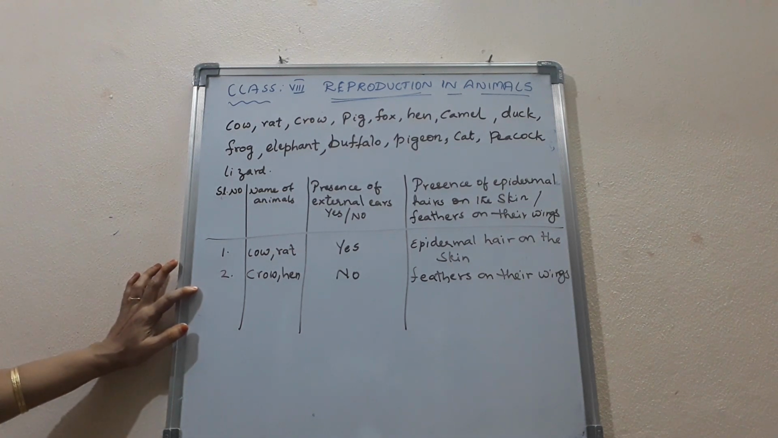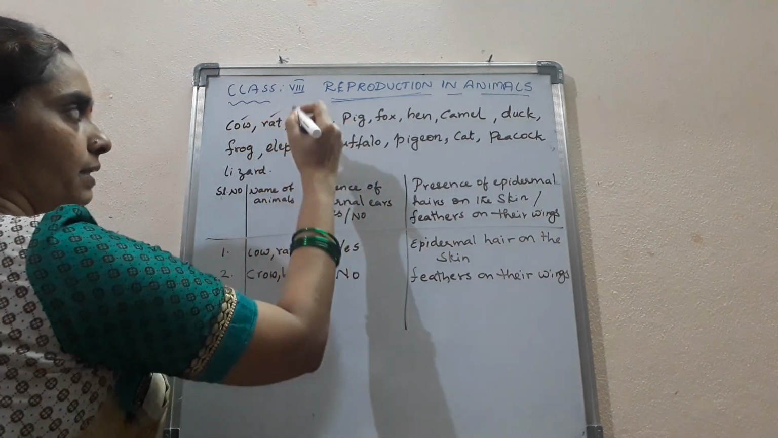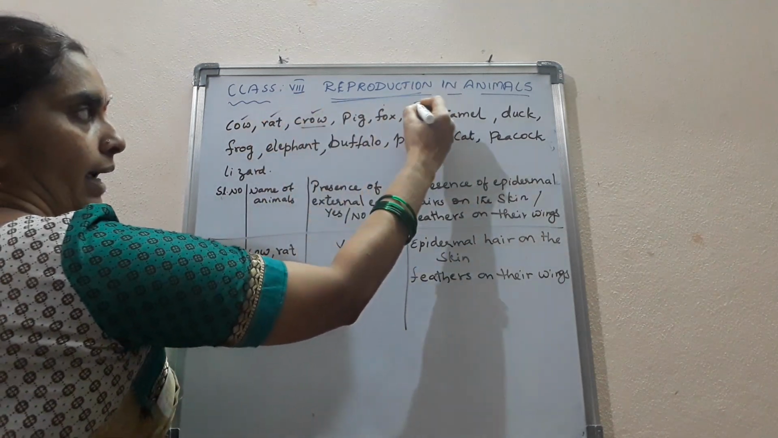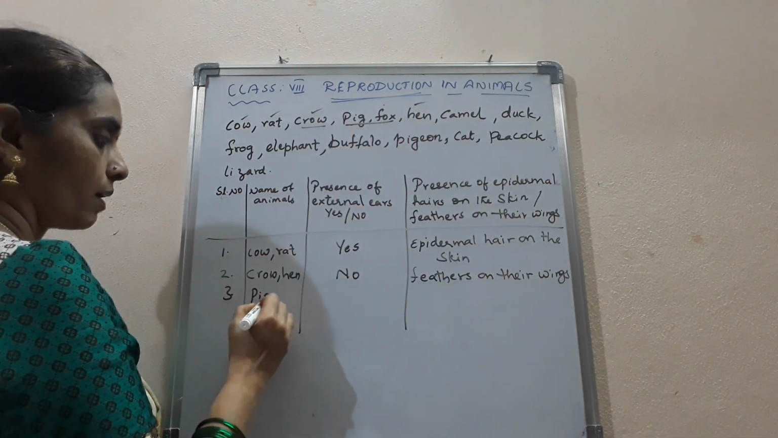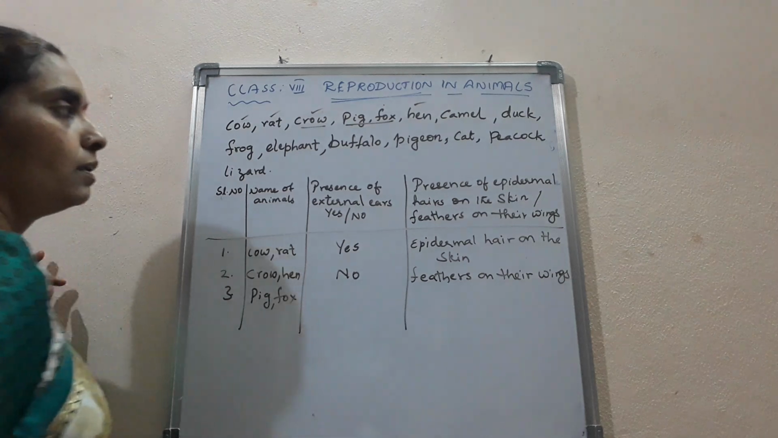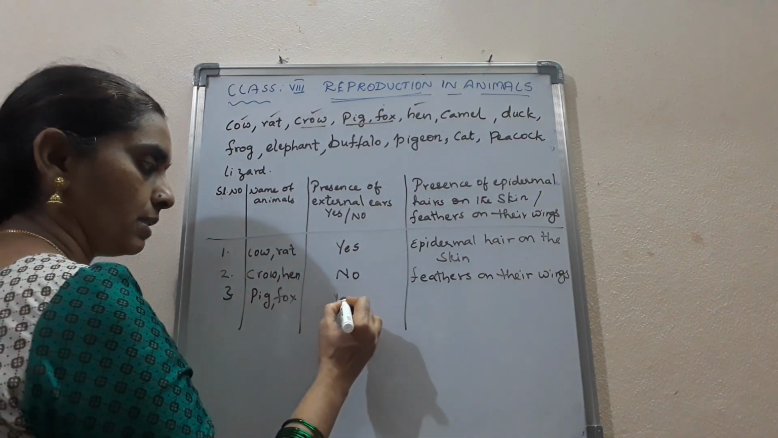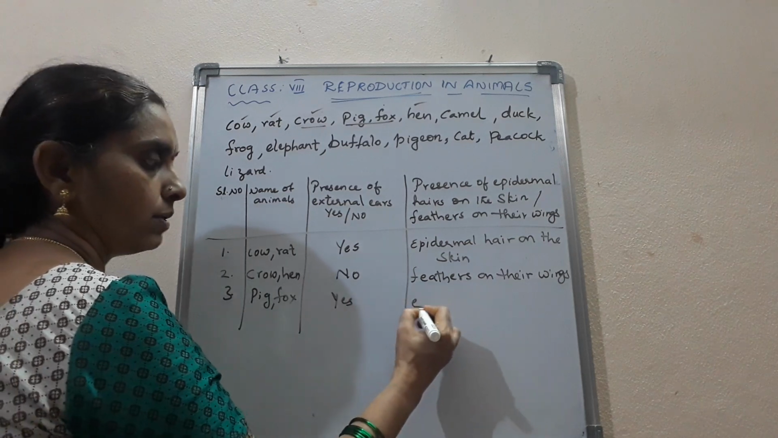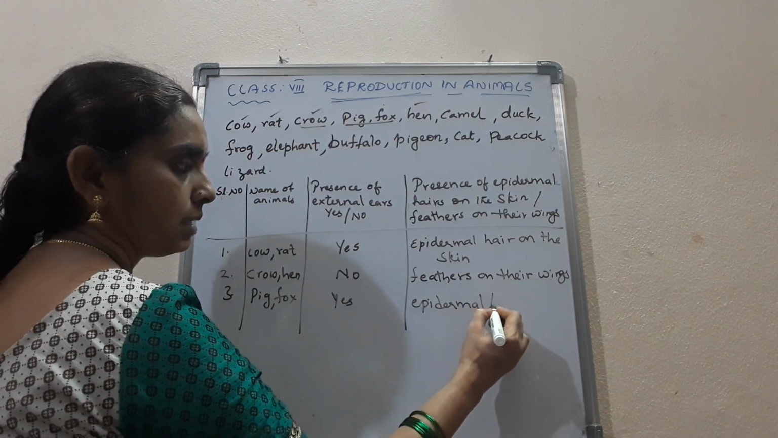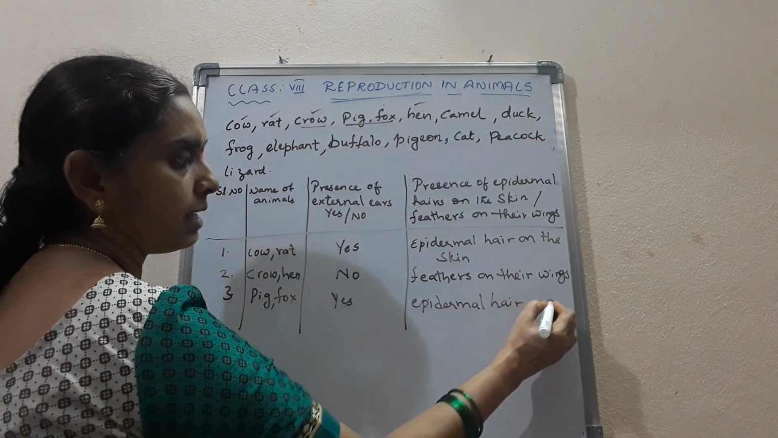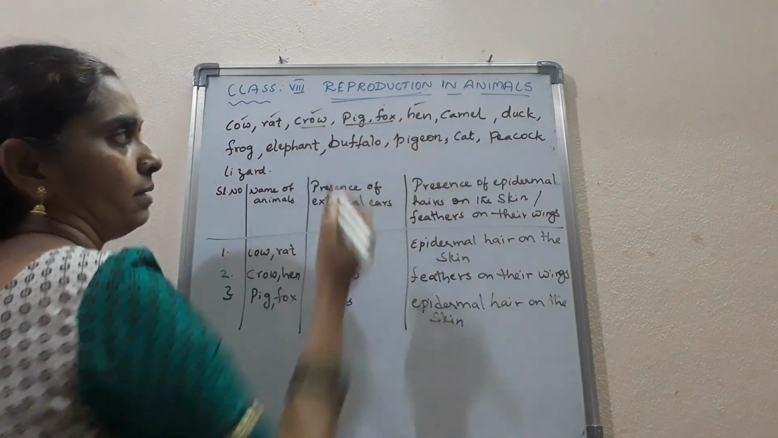Next category is pig and fox. Cow is completed, rat, crow, hen. Now these two, pig and fox, both have external ears. Yes, they have external ears. They also have hair on their body. So you write epidermal hair on the skin is found on these two animals.